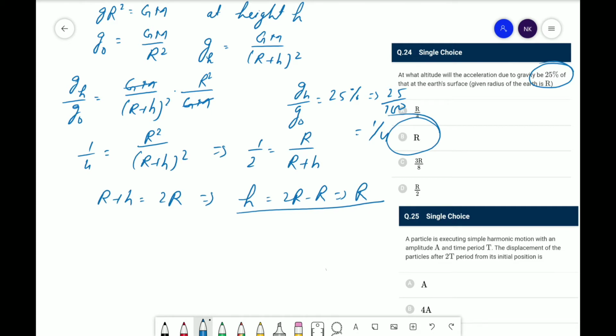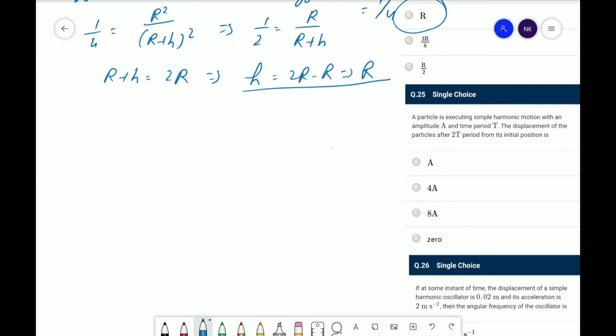So at R altitude, meaning if h is equal to R, then the gravity will be 25% of that at the earth's surface. Okay, now moving towards the next question. In the next question, a particle is executing simple harmonic motion with an amplitude A and time period T. The displacement of the particle after 2T period from its initial position. Okay, so suppose that a particle is executing from its initial position.